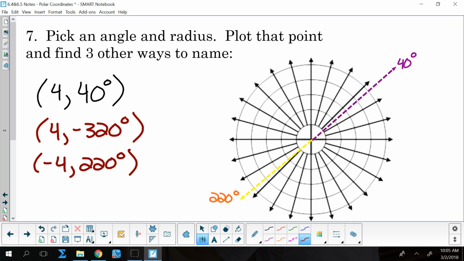What would the negative angle associated with 220 be? Negative 140 degrees. Yep. And so then the third one would be negative 4, negative 140 degrees. You know what we never did? Never actually plotted the point. But now I plotted it.